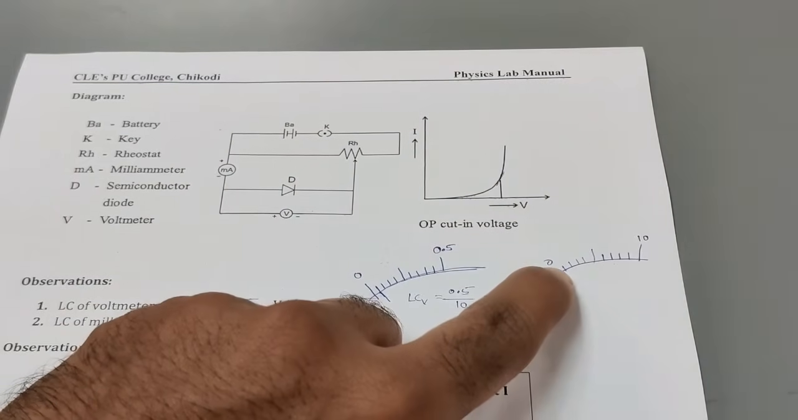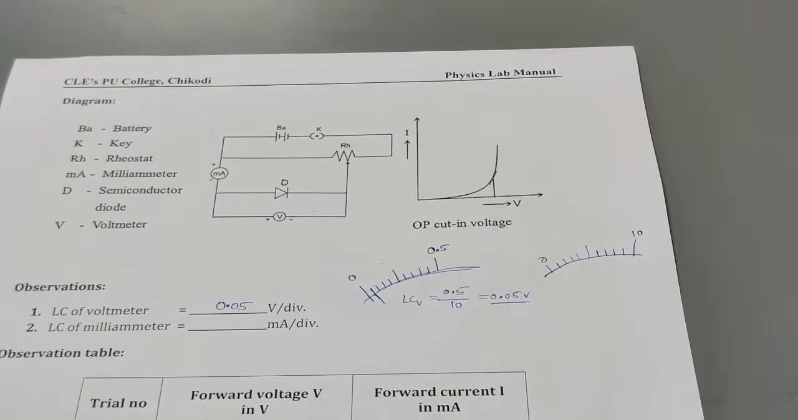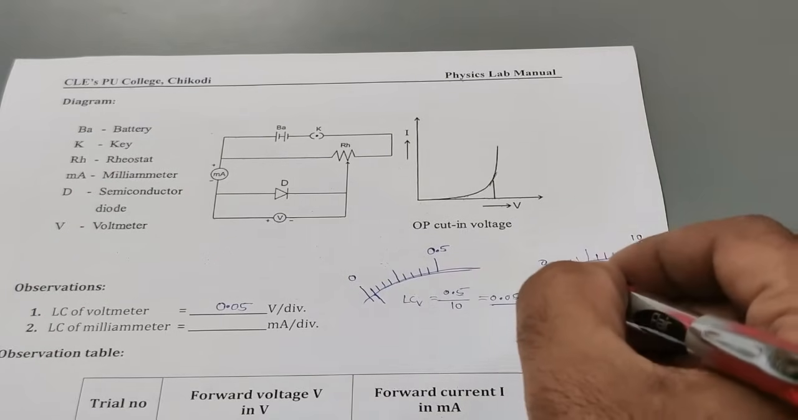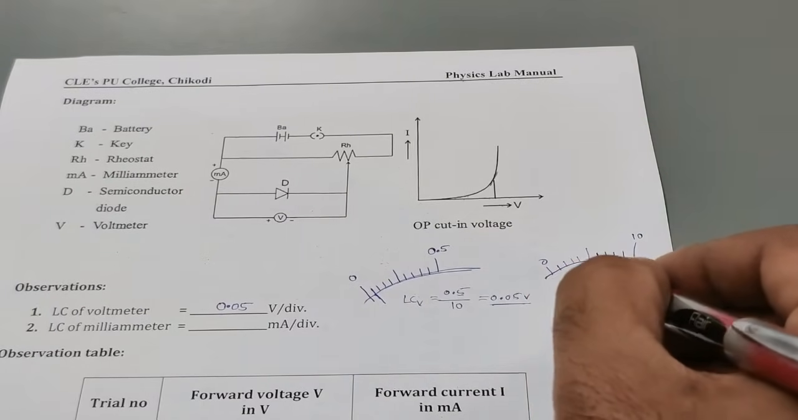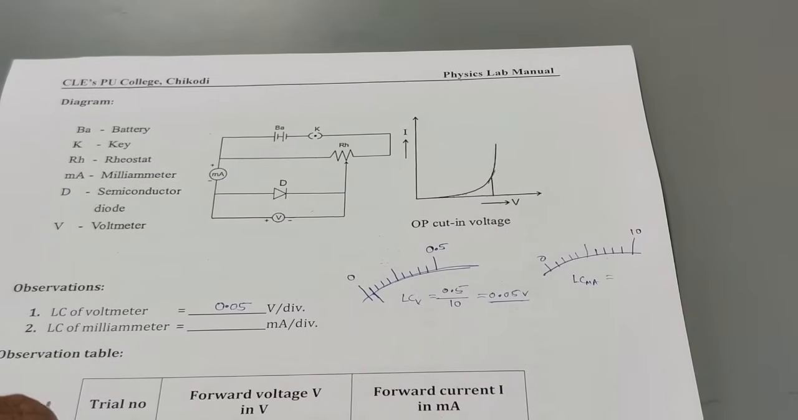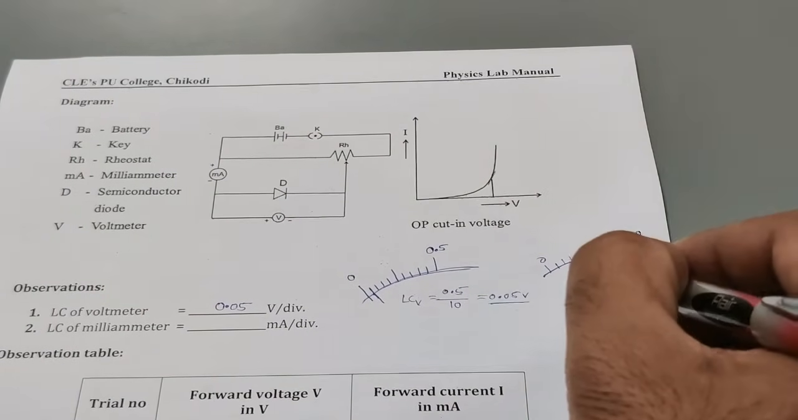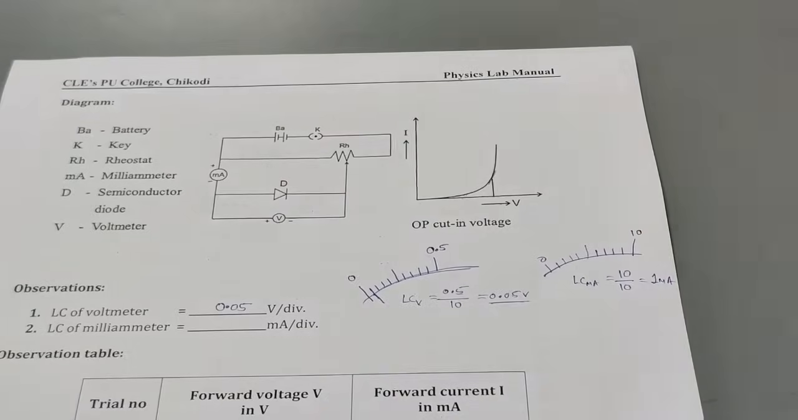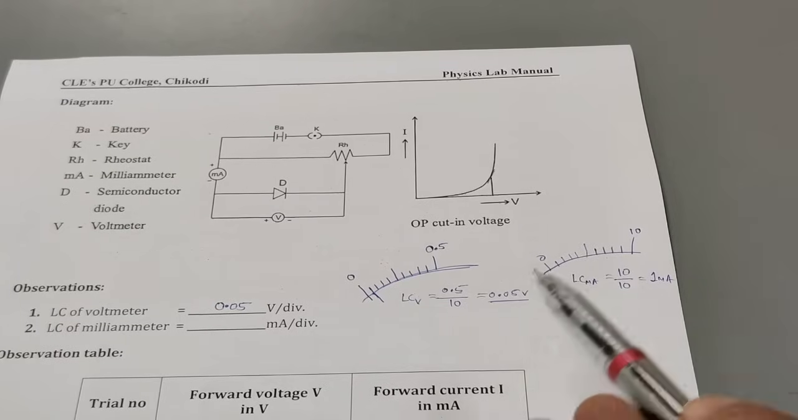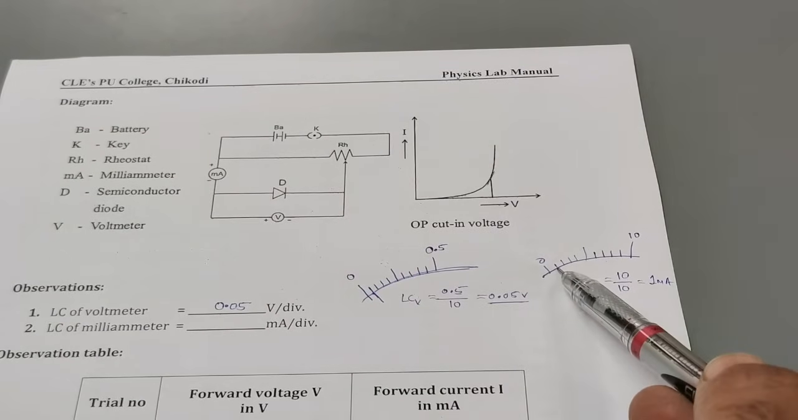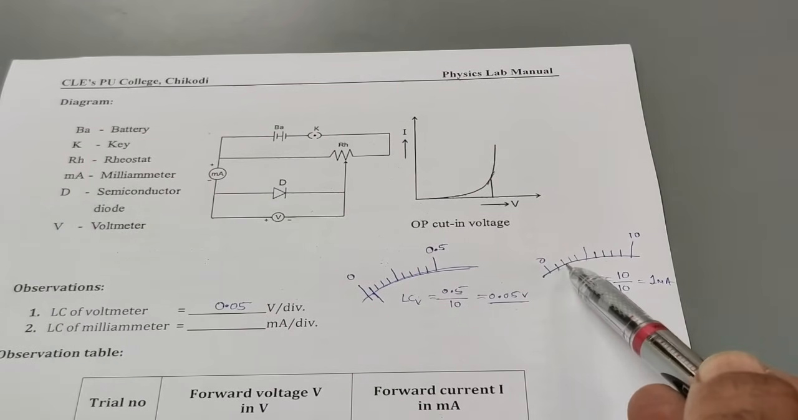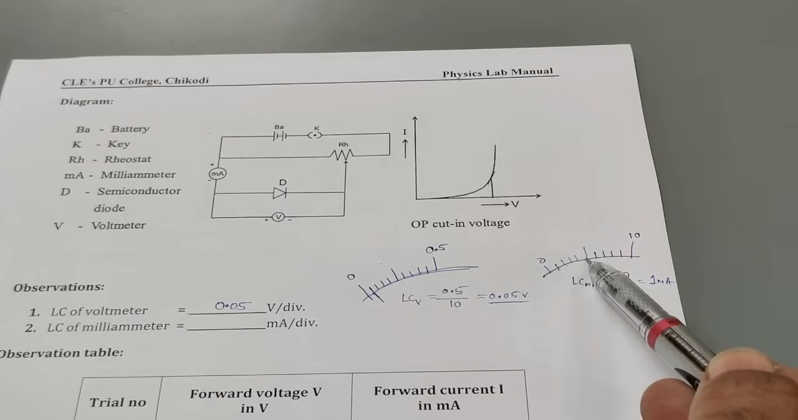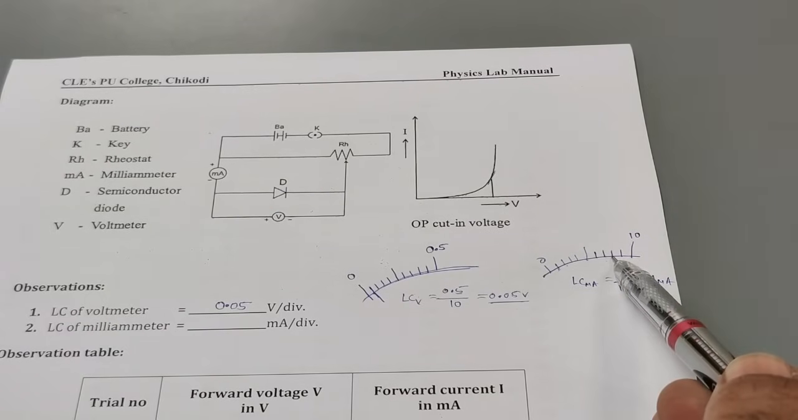What will be the value of one division then? It will be 1, because we have 10 divided by 10. So LC of the milliammeter is equal to 10 divided by 10, which is 1 milliampere. Correct? This much is the LC of the milliammeter. So suppose the needle deflects by one division, the current is 1 milliampere; at the second, 2 milliampere; here it is 5 milliampere; here it is 8 milliampere.